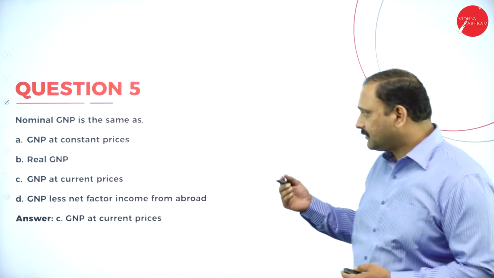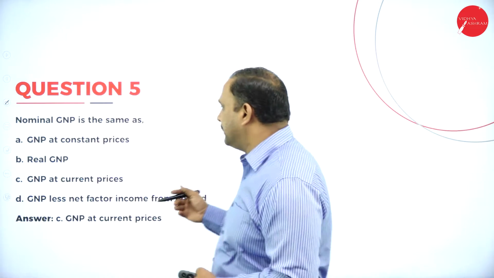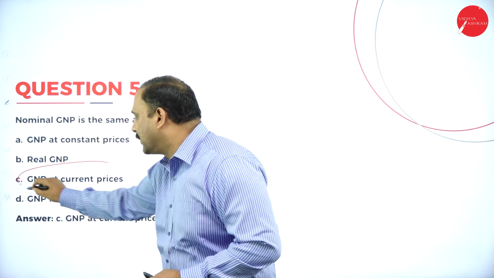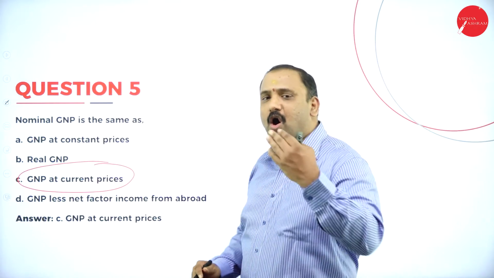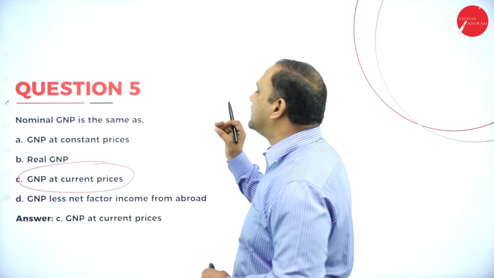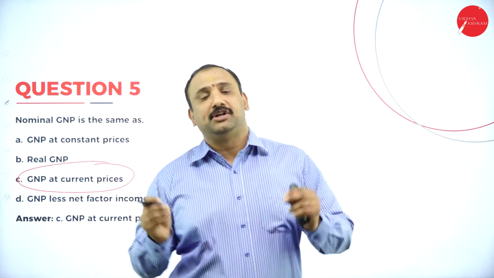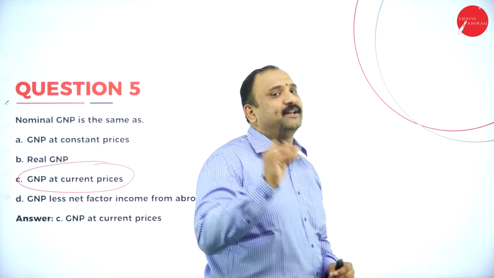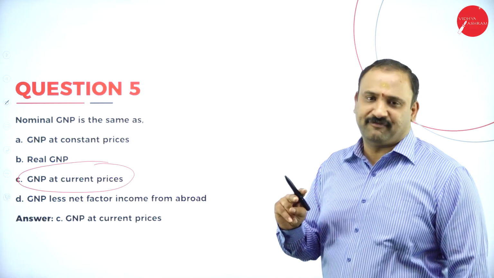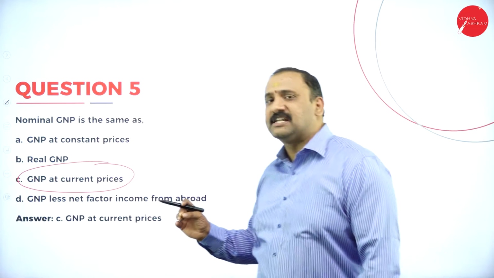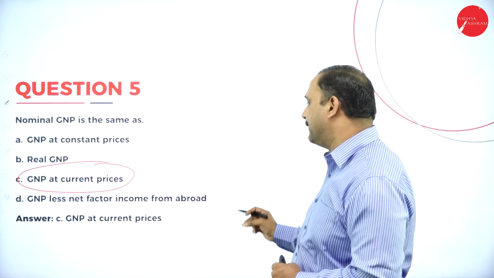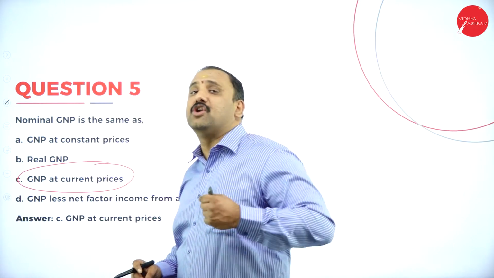Followed by the next one: nominal GNP is the same as GNP at current price. There might be a 1-mark question on this that I just wanted to discuss here. Whenever they ask you this question, what is a nominal GNP? Now the word nominal in economics is very, very important for us to know, because there are 2 factors: nominal price and real price. When we talk about nominal price, that is the price at the current value, the current prices that are available. So that is what we call the nominal price.